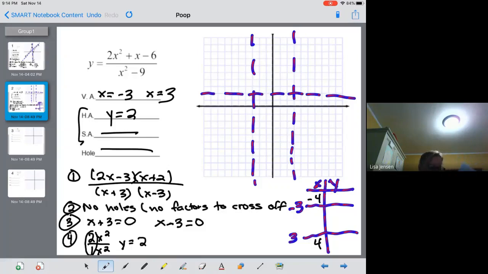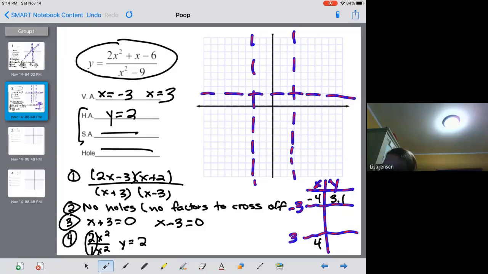So when I plug in to the original, we always, except for the hole, go back and plug it into the original. When I plug in -4, I get 3.1. So that's left 4, up a little bit over 3. So we've got a curve here. And when I plug in +4, I get about 7.2 or so. So it's something like here. And I'm going to draw that curve.